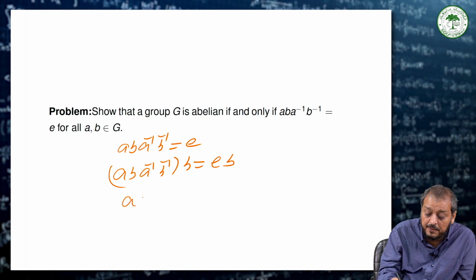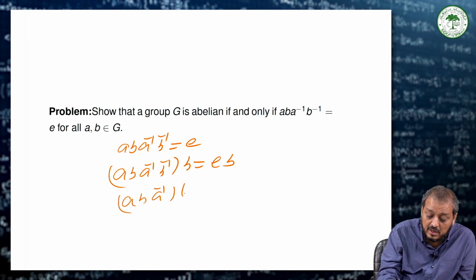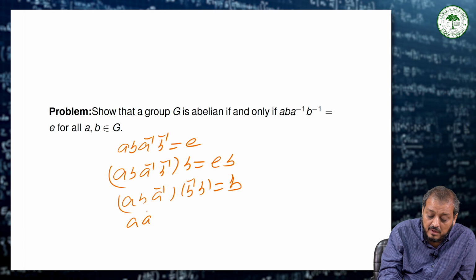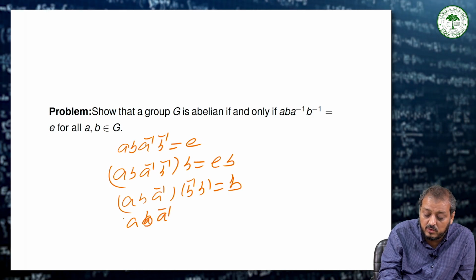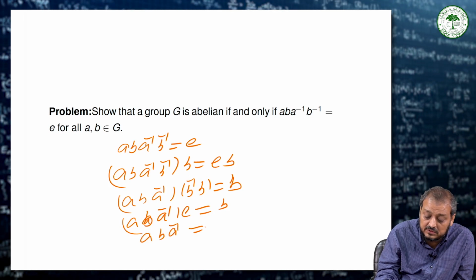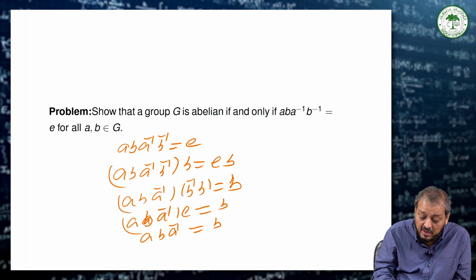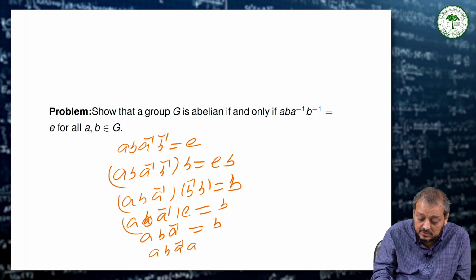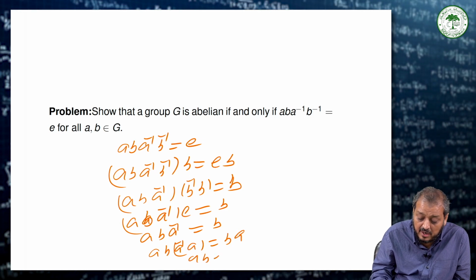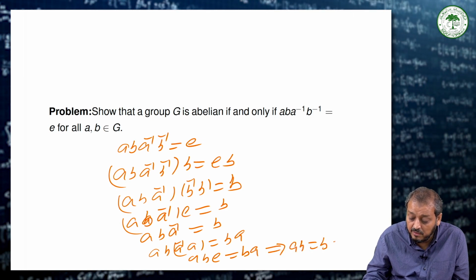So this can be written as A B A inverse, and using the associativity condition, B inverse B gives the identity, so A B A inverse is equal to B. Then multiplying by A, we get A B A inverse A equal to B A. Again A B identity is equal to B A, and this implies that AB is equal to BA.